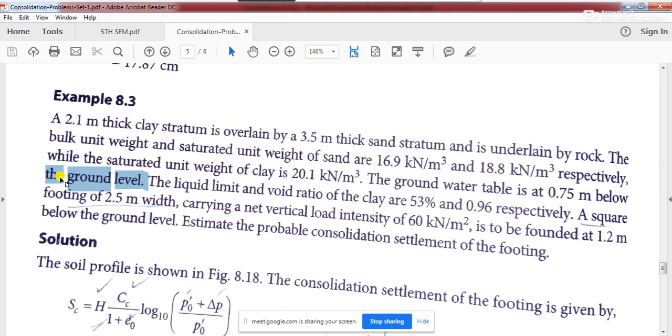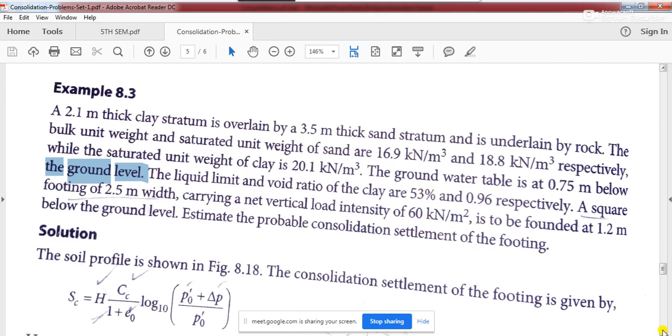That means per meter square of the footing, the load is 60 kilonewton. So if you want to find out the total load on the footing, you must multiply the area of the footing with this load intensity. And the depth of the footing, it is said, is 1.2 meter below the ground level. And for this footing, it is asked that you find out the probable consolidation settlement of the footing. Okay, so this is the problem given to you.